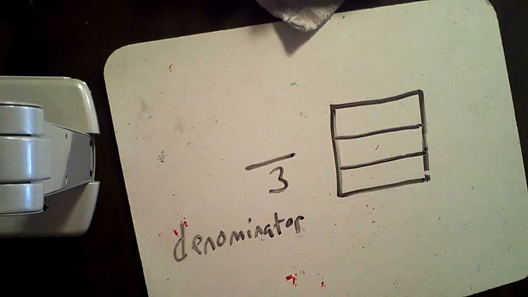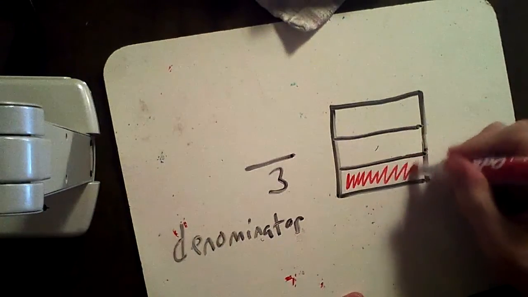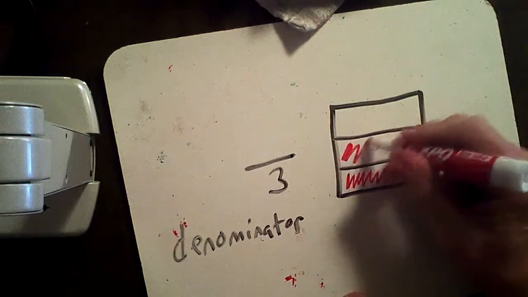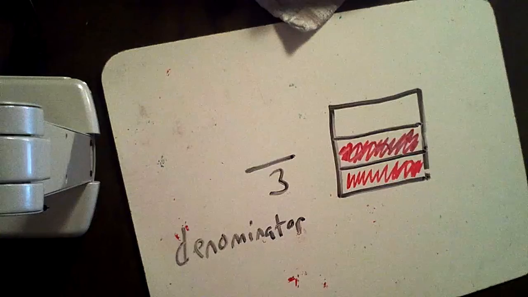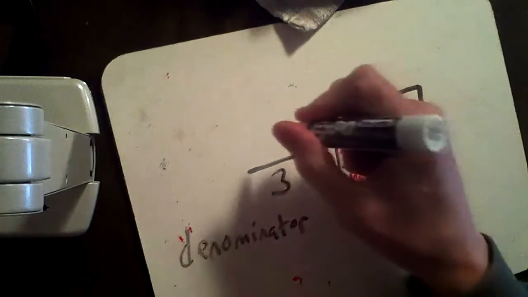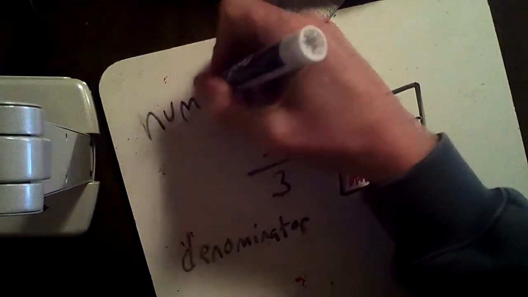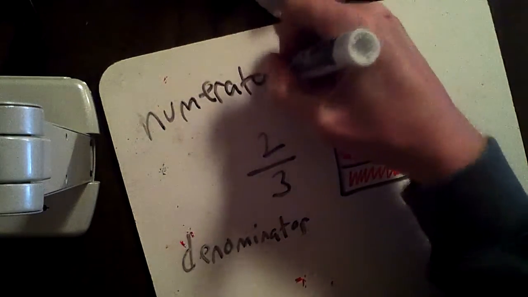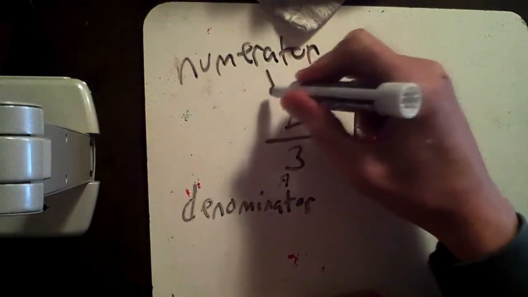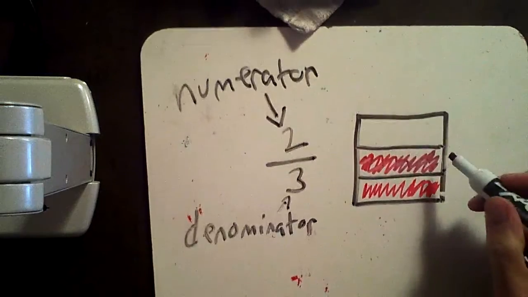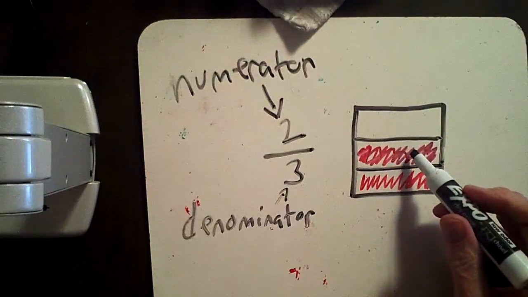And let's say I color in 1, 2 parts. So 2 out of the 3 parts are colored red now. Then the number that I've selected, colored, is the number on top, the numerator. So what fraction of this is colored red? 2/3, right? That's how we pronounce that, 2/3.